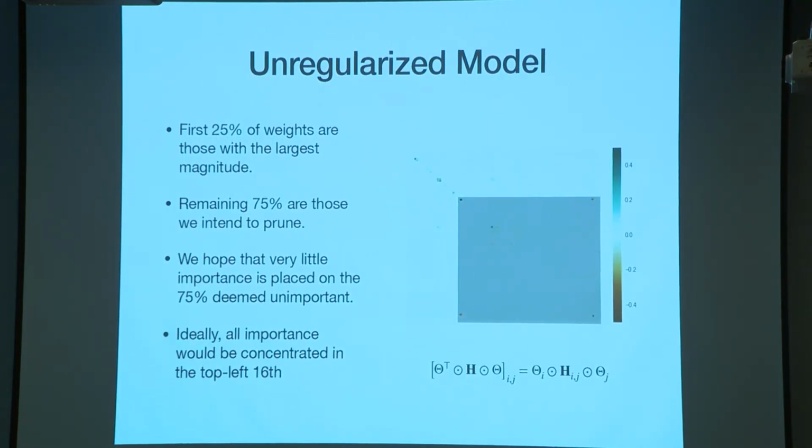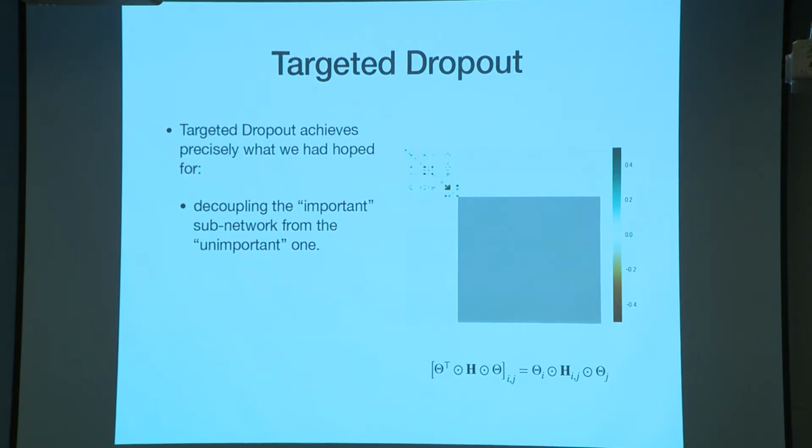Okay, so I showed you this picture of the unregularized model where we had lots of density down here on our small weights. So these small weights do represent something important to our function. And let's see what happens when we apply targeted dropout. When we apply targeted dropout, what happens is we clean up the dependence in this network. We kind of force things up into that upper left corner where large magnitude weights are important. They dictate the function that we've learned.